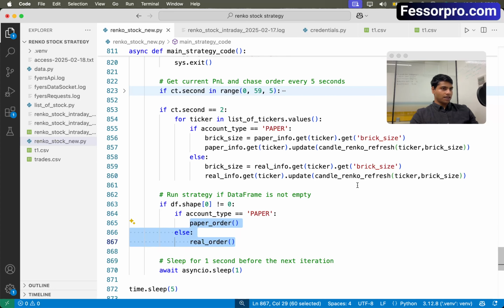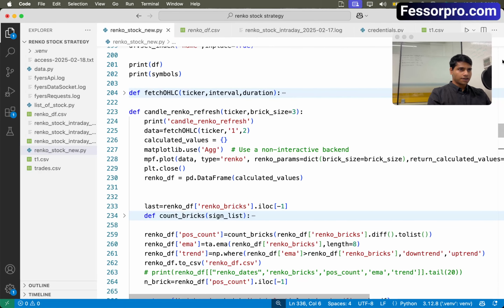This is one thing that is remaining, and the other thing is candle Renko refresh. Okay, now first let me explain the candle Renko refresh function, and then I'll move to the paper order function. Let's understand the candle Renko refresh function.